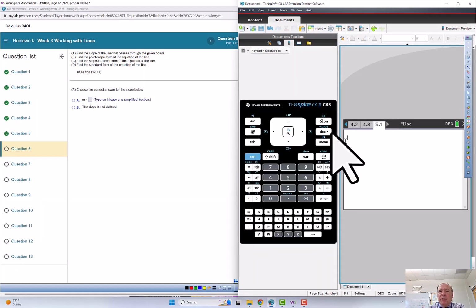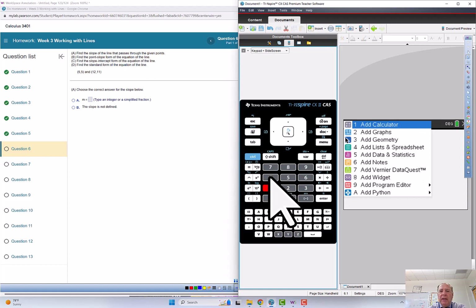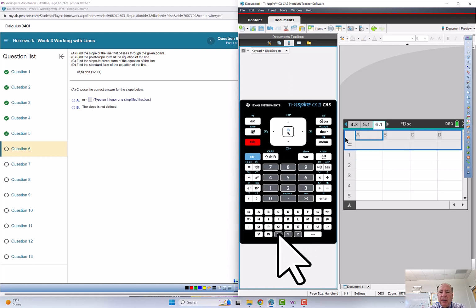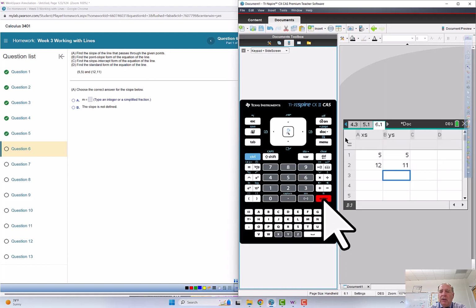So I'm going to go split screen with the calculator. I'm going to start a new problem: doc, 4 for insert, 1 for problem, and I want a list and spreadsheet page. Tab to get to the top. I'm going to call the x's xs. My 2 x's are 5 and 12. Go over to the next column, tab to get to the top. My y's are going to be ys, and that's 5 and 11. So enter to get that all entered.